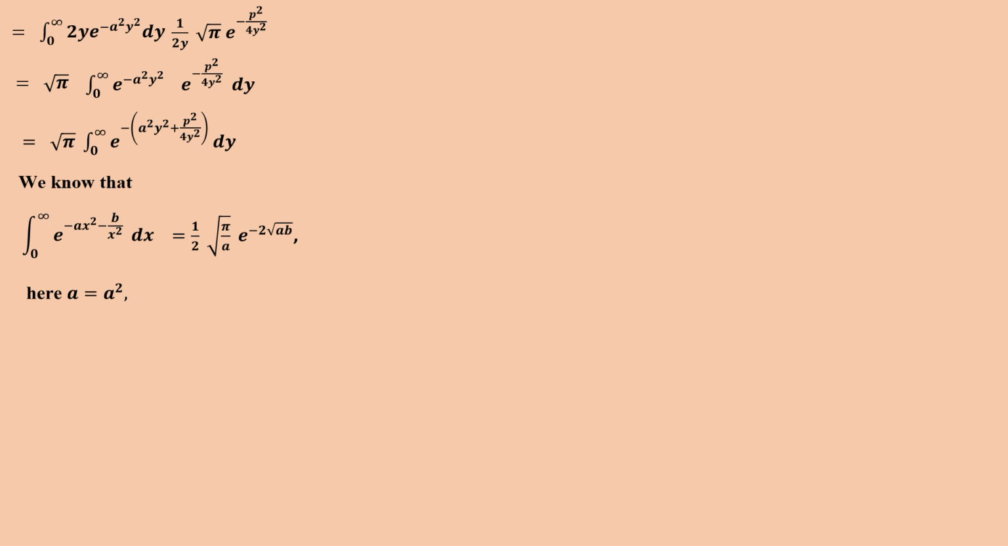Here a is nothing but a square and b is nothing but p square by 4. Using this formula, we will get integral 0 to infinity cos px by a square plus x square dx, which is equal to root of pi by a, here a square e power minus 2 root of a square into b, with b as p square by 4, which is equal to pi by 2 into 1 by a e power minus 2 ap by 2. The 2 and 2 get cancelled, so it is equal to pi by 2 into 1 by a e power minus ap.